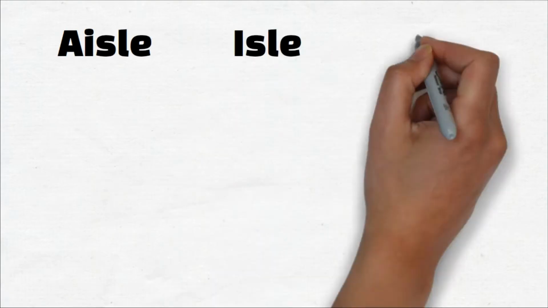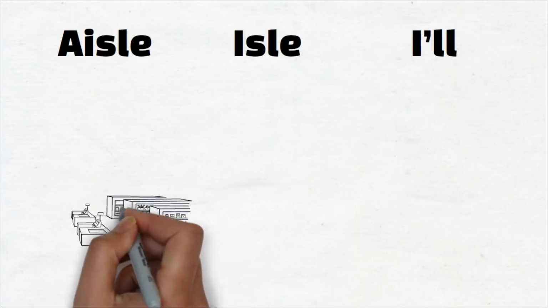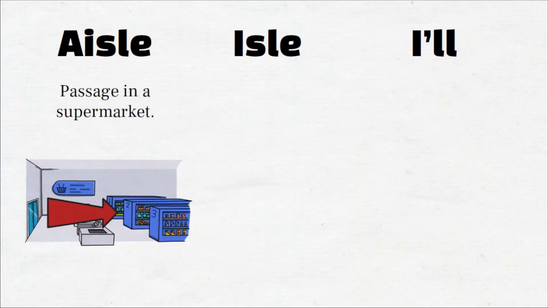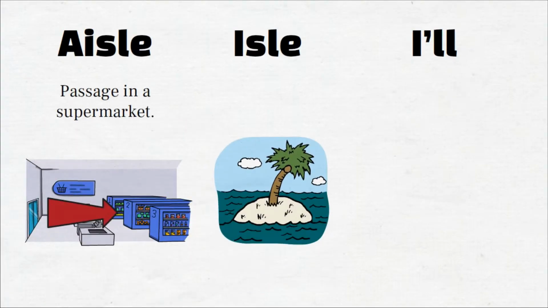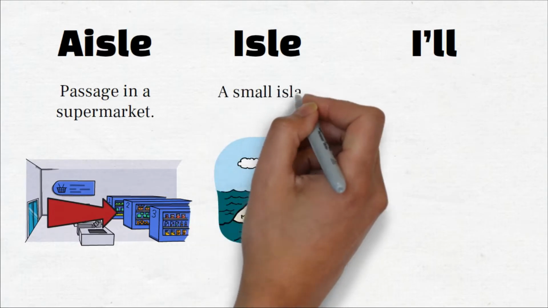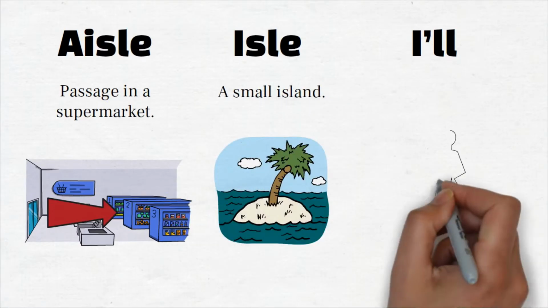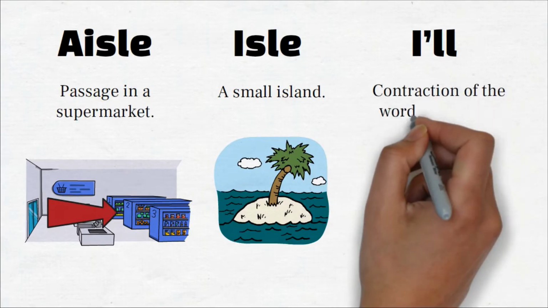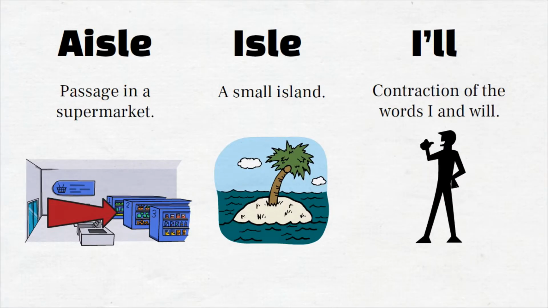Aisle. So the first is a passage in a supermarket. The second is a small island. And the third is a contraction of the words I and will.